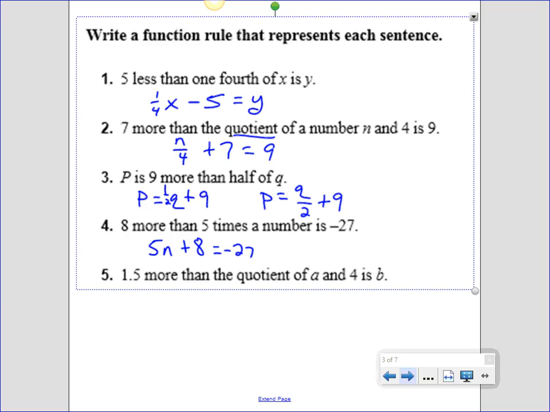Okay, the next one says 1.5 more than the quotient of a and 4 is b. 1.5 more than, so again, we're adding on 1.5, adding that on to the quotient, which means to divide a and 4. So a divided by 4 plus 1.5 equals b. Again, hopefully we're getting these copied down. If you need to pause it, please.